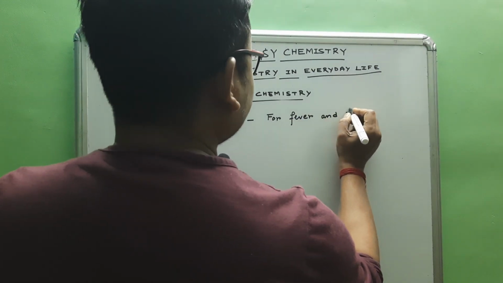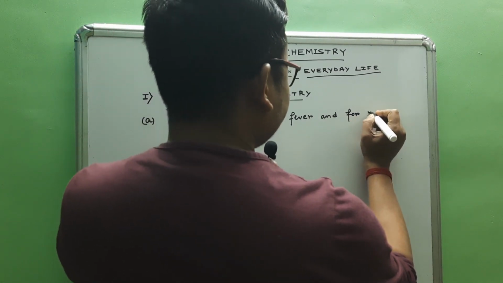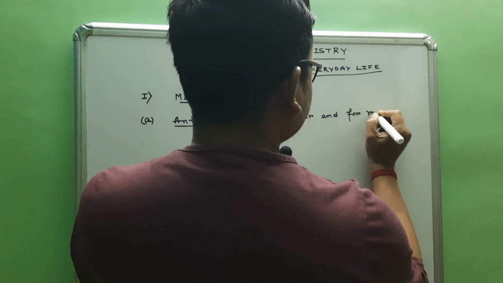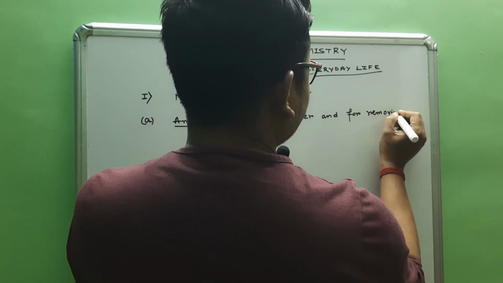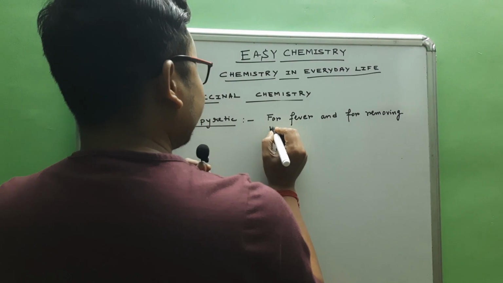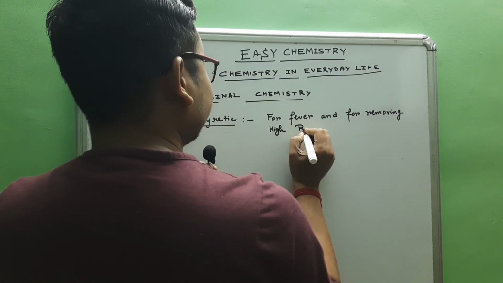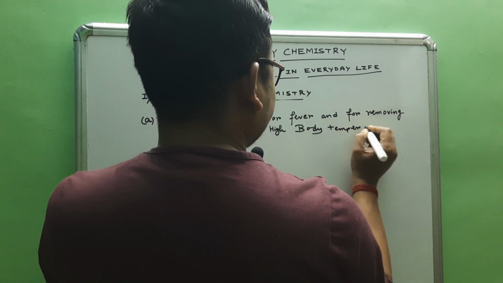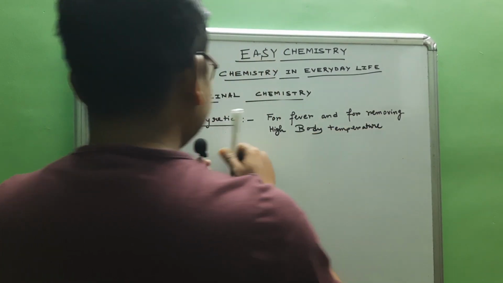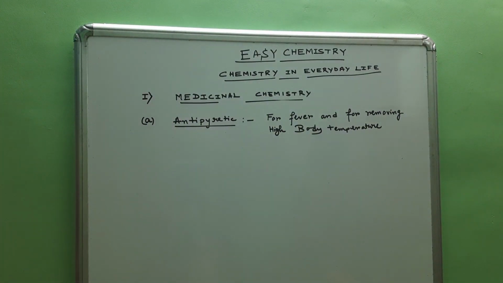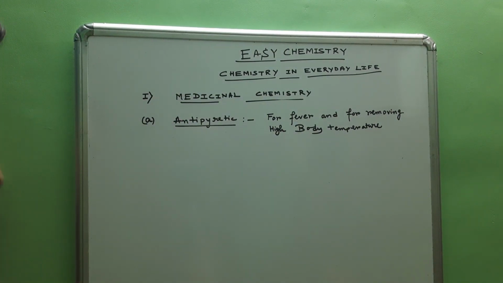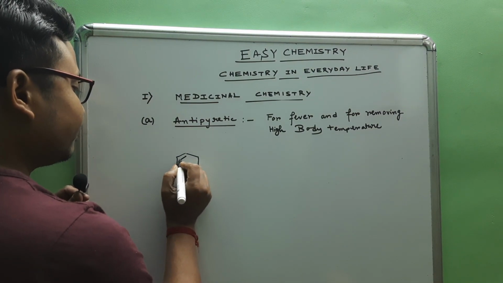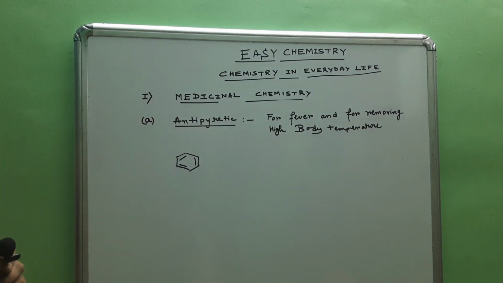It is used for releasing, for removing high body temperature. So these are the antipyretics. What are the examples of antipyretics? The examples are like this. These are some antipyretics.